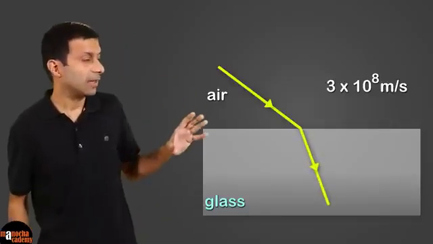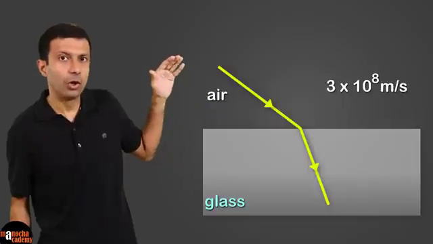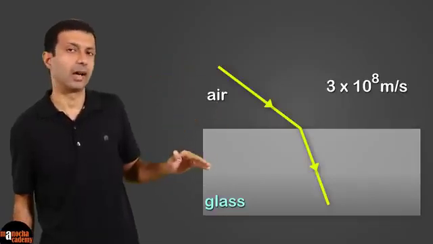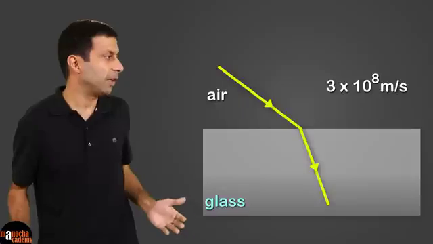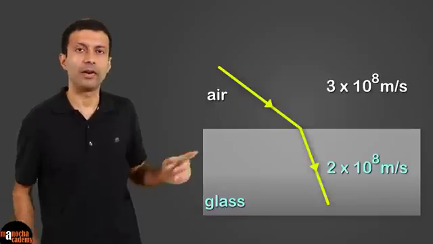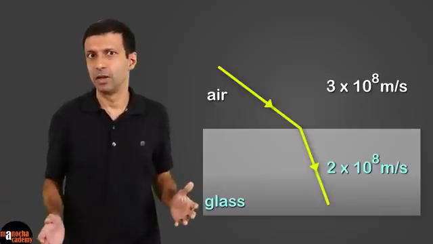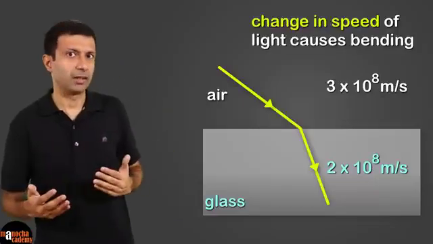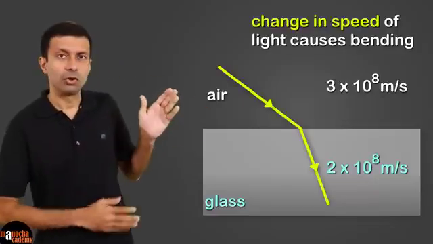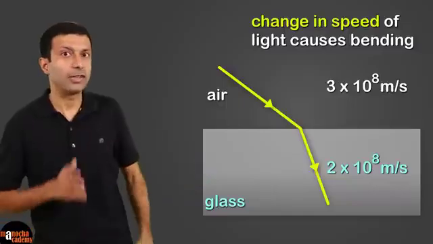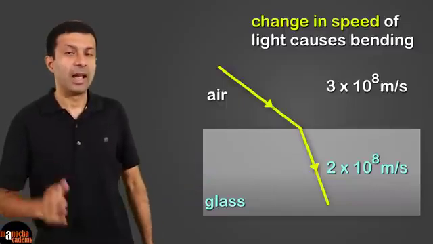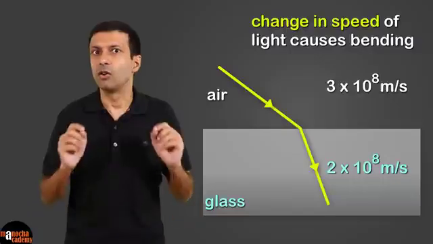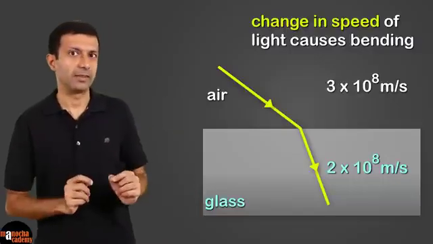And since glass is denser than air, it slows down the light when it enters the glass block. And let's say the speed here is 2 × 10^8 meters per second. So this change in speed of light when it's traveling from air to glass causes the light to bend. And greater the change in speed, greater will be the bending of light.